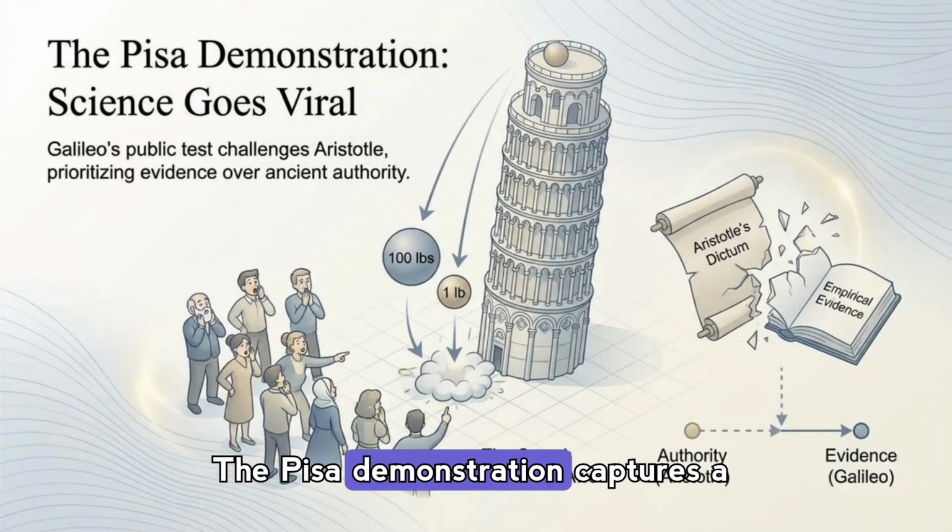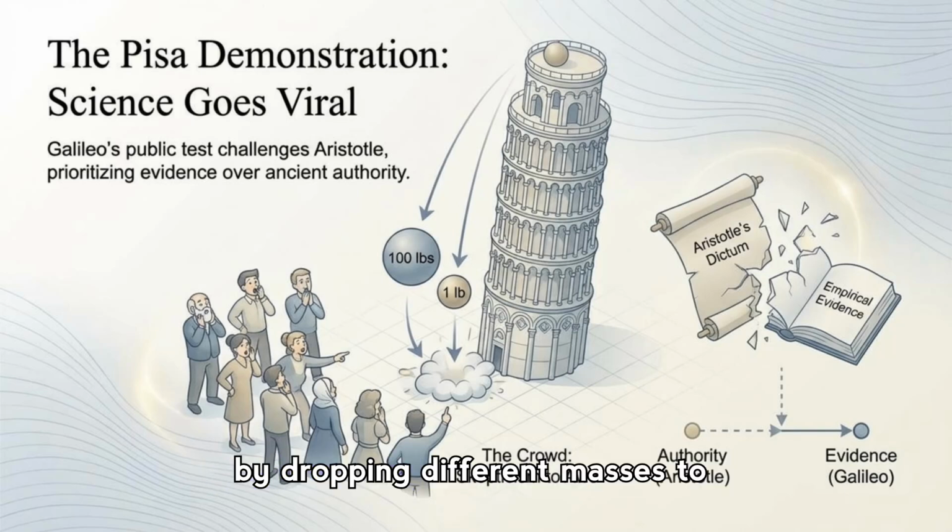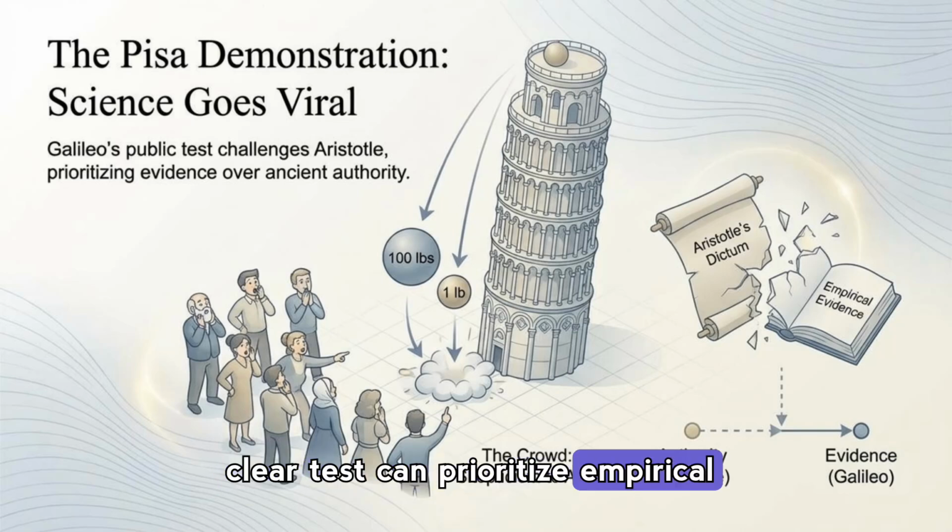The Pisa demonstration captures a pivotal moment where Galileo favored observation over authority by dropping different masses to show they fall alike. The crowd illustration reminds us how public experiments can shift opinion from skepticism to awe, and how a single clear test can prioritize empirical evidence over long-standing dicta.